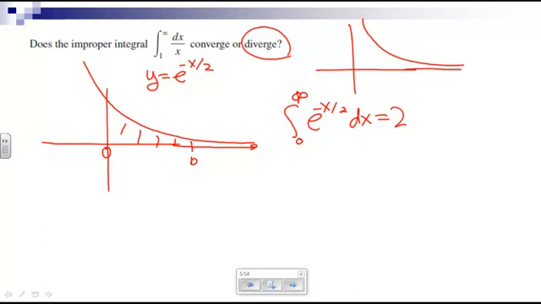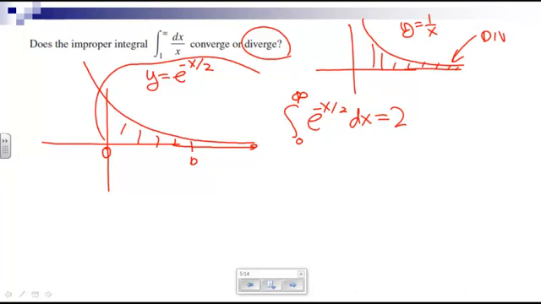Anthony, you had your hand up. Why did you draw that graph for dx over x? I drew this graph to go along with this one because this was an example of a convergent integral. I'm talking about the other one. This one, yes, this one is y equals 1 over x. It looks almost identical to this one, but the area under this curve is divergent.